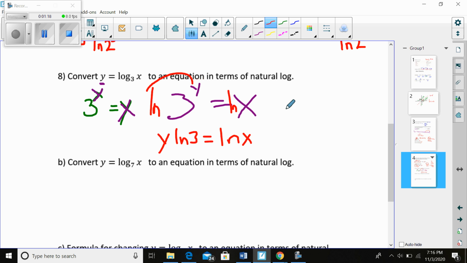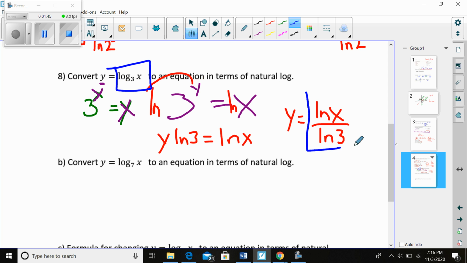Okay, well then what is y? Y, which originally, what was y? Y was log to the base 3 of x. Well, y can be written as natural log x divided by natural log 3. Okay, so that tells me that this expression here and this expression here are equivalent. So look carefully. Do we notice any common numbers or anything in the problem?